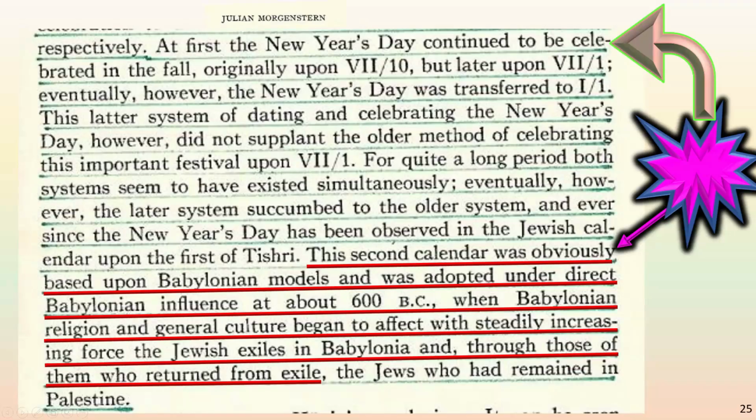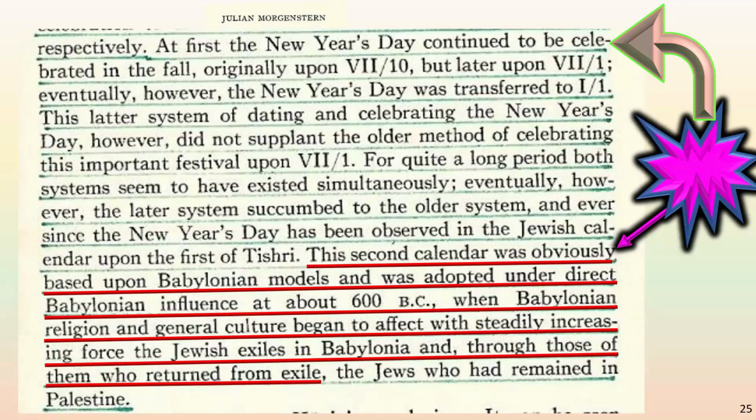The latter system of dating and celebrating the New Year's Day, however, did not supplant the older method of celebrating this important festival upon the 7th day of the 1st month, which is Feast of Trumpets. For quite a long period, both systems seem to have existed simultaneously. Eventually, however, the later system succumbed to the older system, and ever since the New Year's Day has been observed in the Jewish calendar upon the 1st of Tishri, the 7th month.